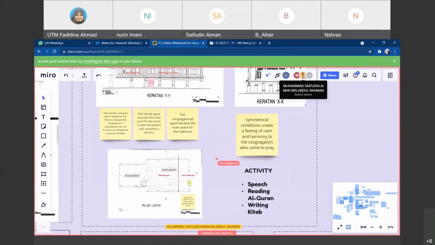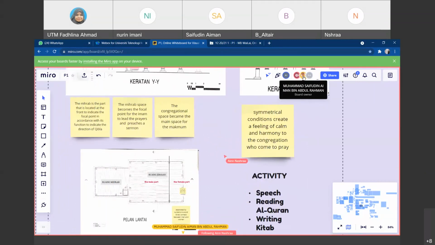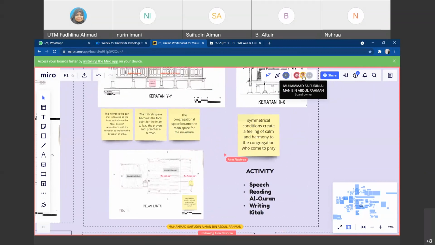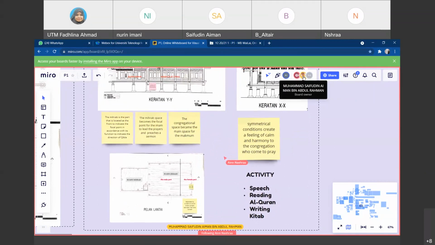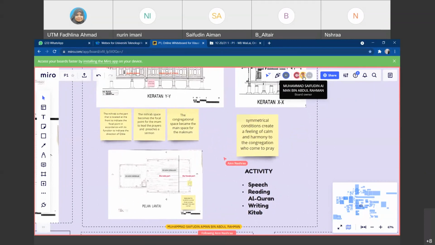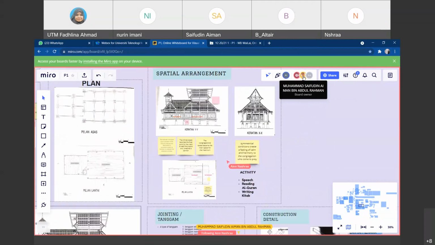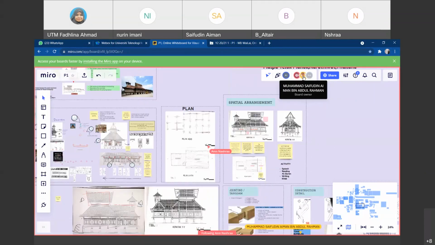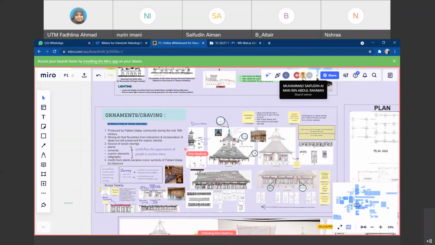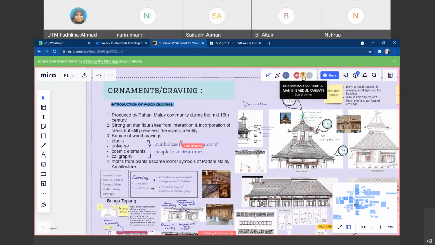Yes. Okay, for the activity, as we can see, it is for speech, ceramah, reading Al-Quran and also writing kitab in this mosque. And I will move to the ornament or carving. For the introduction of wood carving.